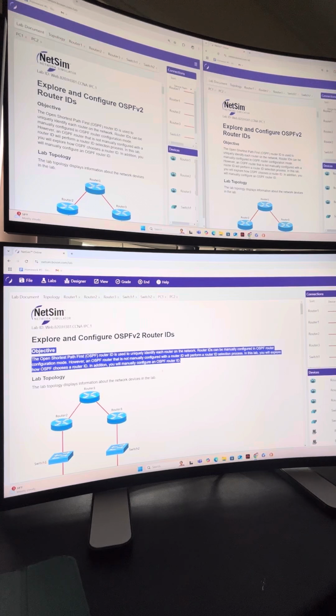It says the OSPF router ID is used to uniquely identify each router on the network. Router IDs can be manually configured in OSPF router configuration mode. However, an OSPF router that is not manually configured with a router ID will perform a router ID selection process. In this lab, you will explore how OSPF chooses a router ID. In addition, you will manually configure an OSPF router ID.